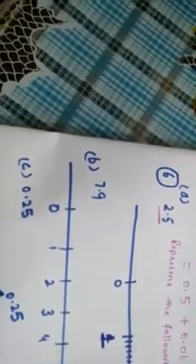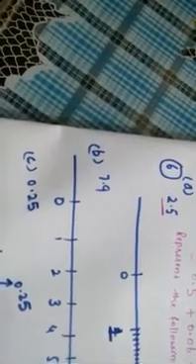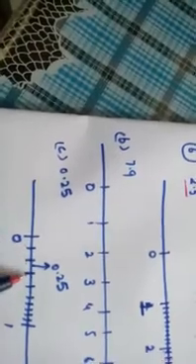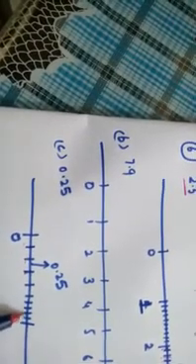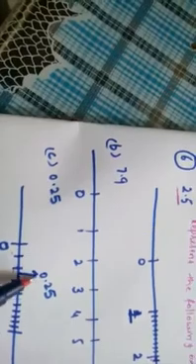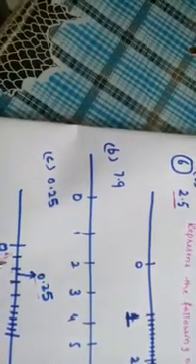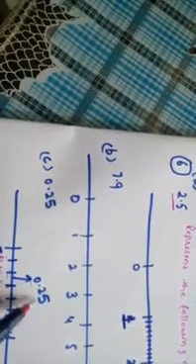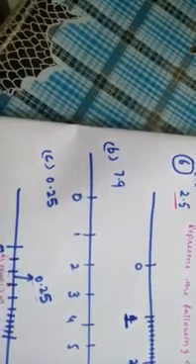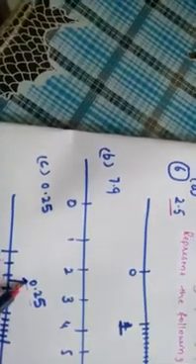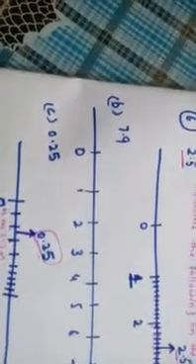Like this way, the other one, 0.25, you can see. 0.25 means it is between 0 and 1. So between 0 and 1 we will make 1, 2, 3, 4, 5, 6, 7, 8, 9 divisions. Now this is 0. This is 0.1, 0.2, 0.3, 0.4. It means this is 0.25, between this 0.2 and 0.3. Here we will put an arrow and write 0.25. Like this way you will do your D part also.